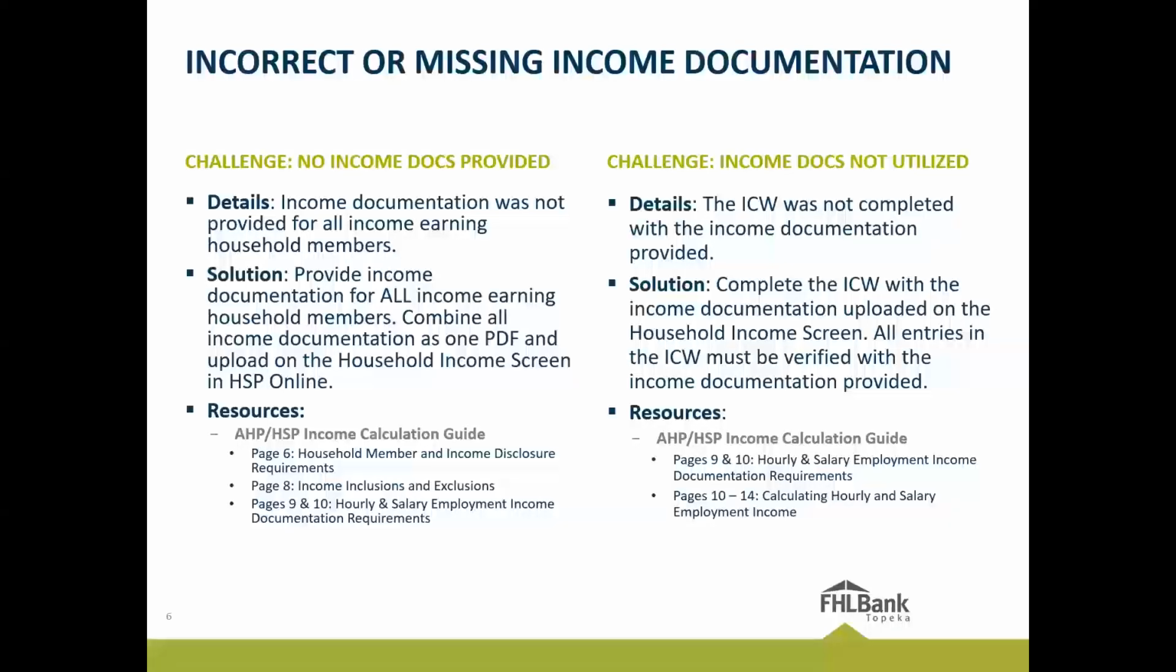Next, we have the opposite issue. Income documents were provided, but the income figures were not entered into the ICW, or the numbers that were entered into the ICW don't match what's shown on the income documentation. Every entry in the ICW must be verified against the income documentation provided. When the two don't align, we can't confirm eligibility and the reservation will be deemed ineligible.